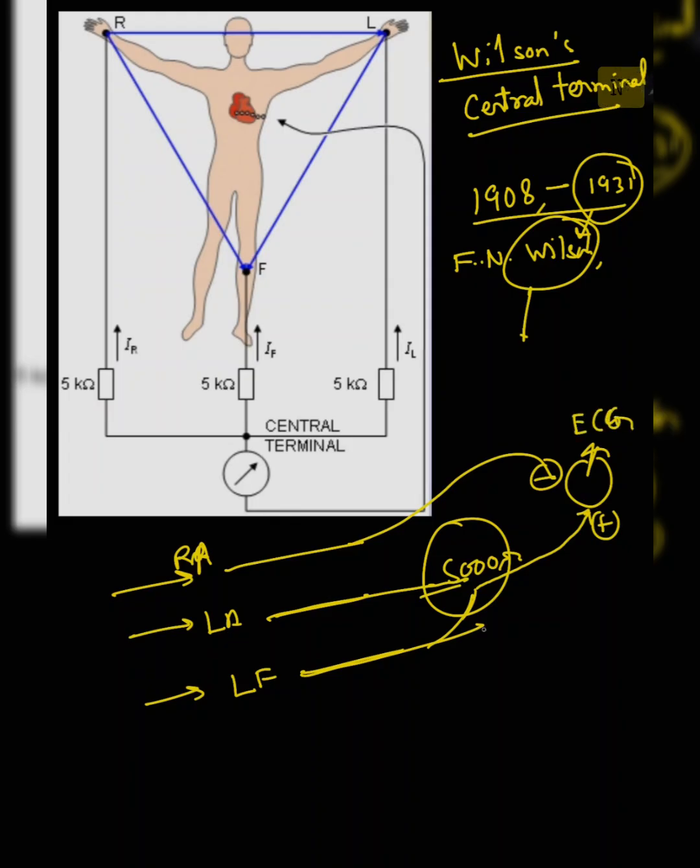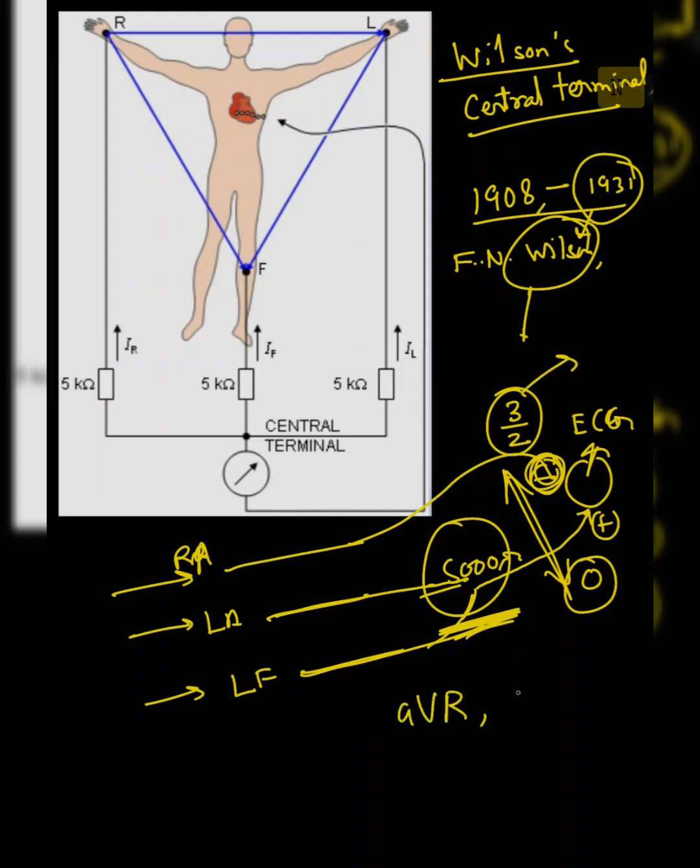Now because of the presence of this high resistance, practically this potential becomes zero. Whatever potential you are detecting with this negative and positive terminal will be solely contributed by the right arm, and that was found to be 3 by 2 times of whatever potential was detected by Einthoven's prototype machine. That's why this augmented machine was invented by Wilson, and it helped us get those augmented values of right arm, left arm, and left foot.